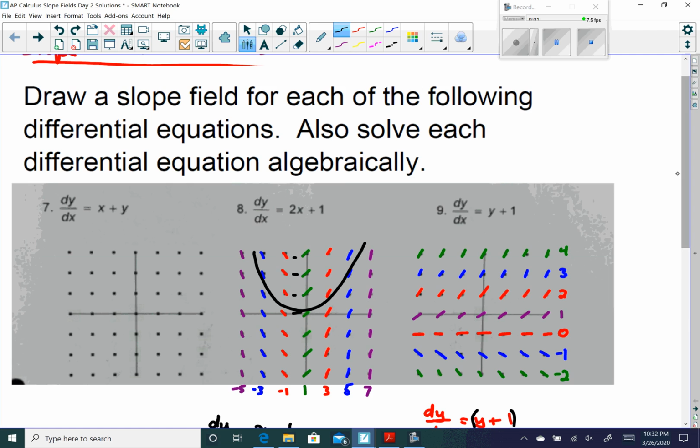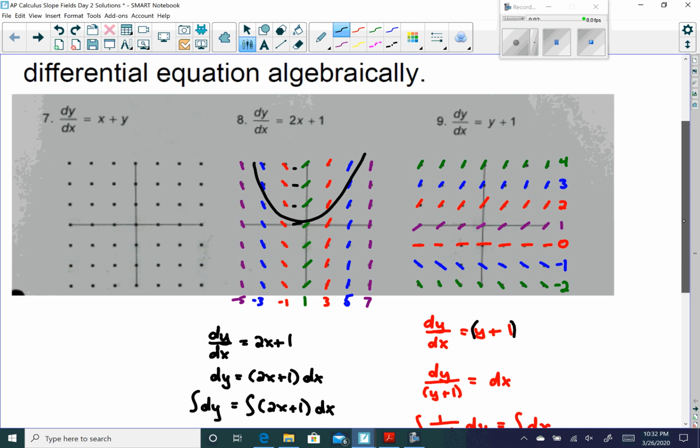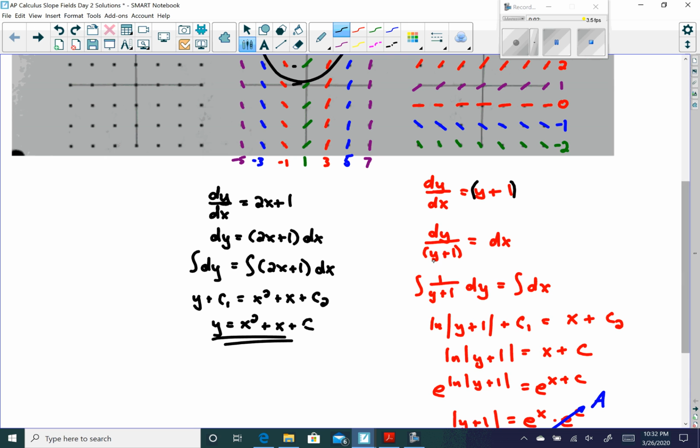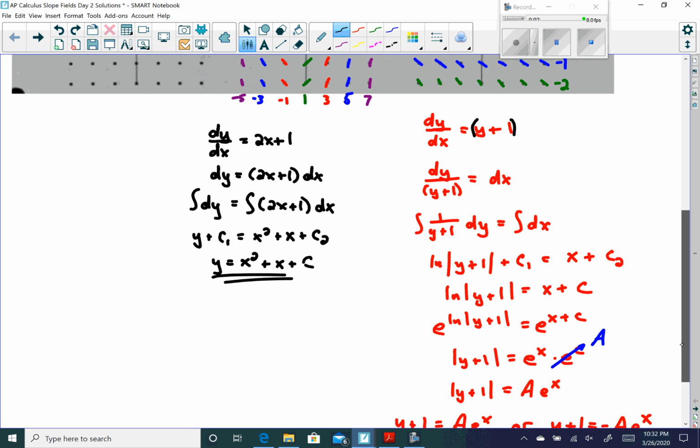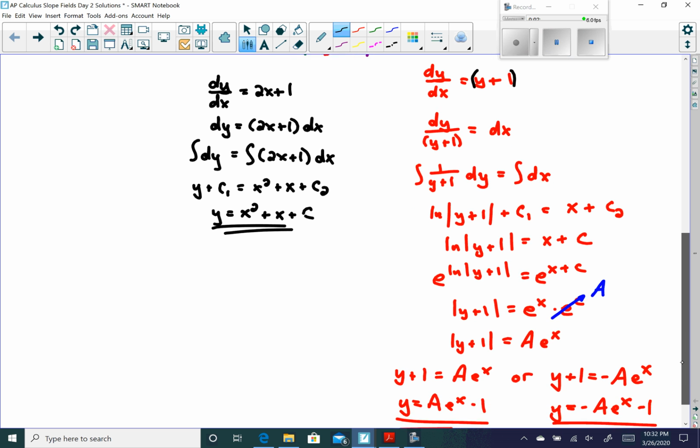All right, for 9, we're looking at dy over dx is equal to y plus 1. So I want to keep that y plus 1 together and then just divide both sides by it and multiply both sides by dx. Take the integral of each side, so this becomes 1 over y plus 1. We get the natural log of the absolute value of y plus 1, plus our first constant, equals x plus our second constant. Combine our constants, and we've seen this throughout quite a few problems here.